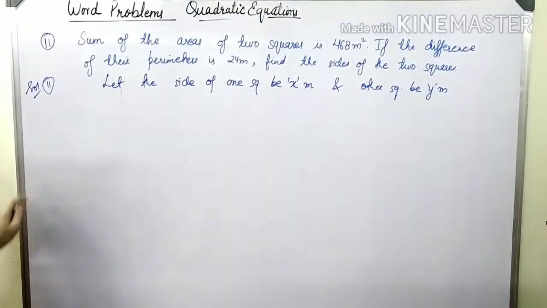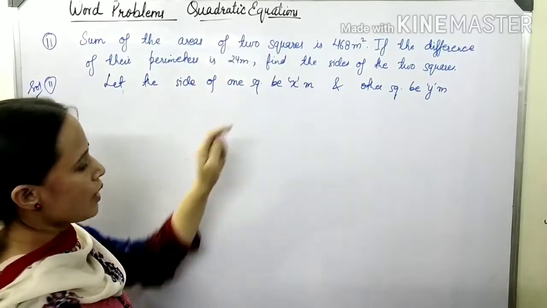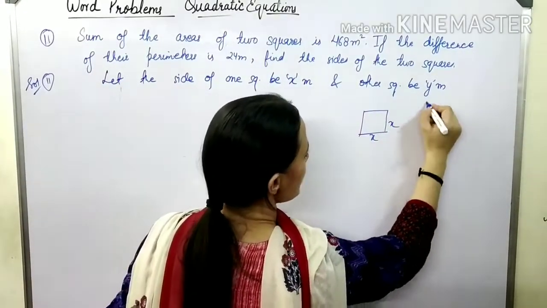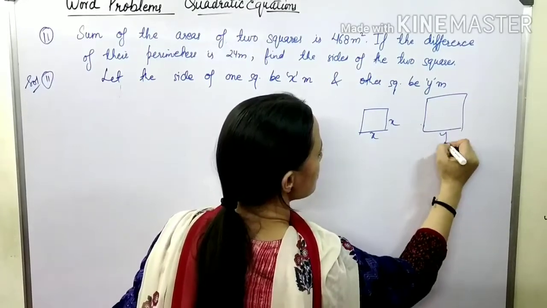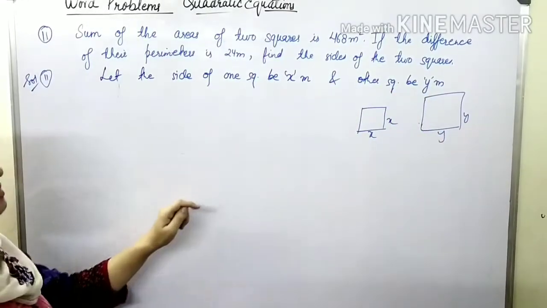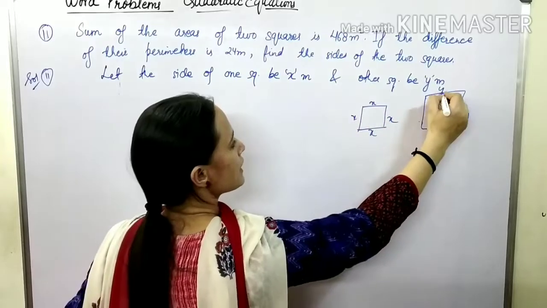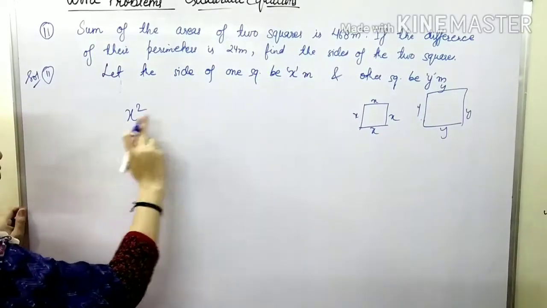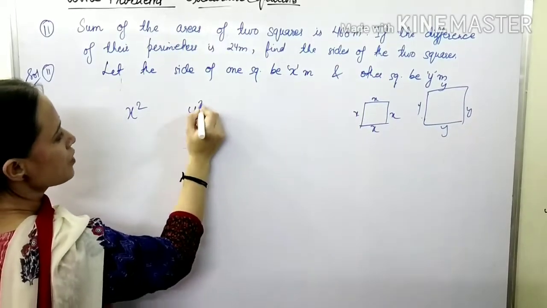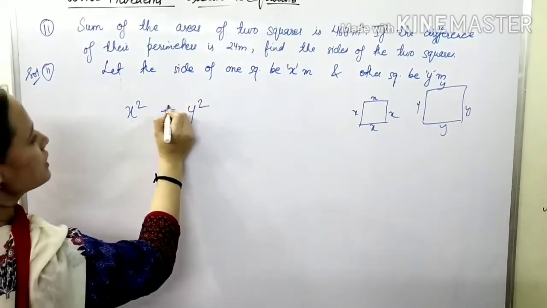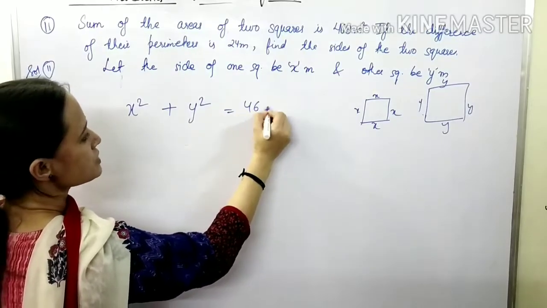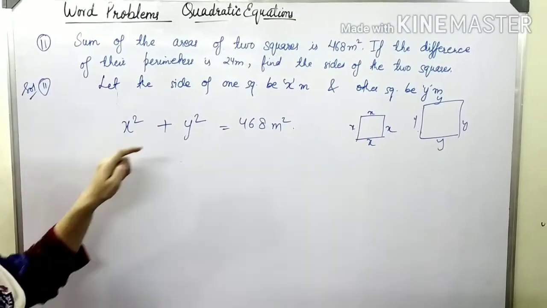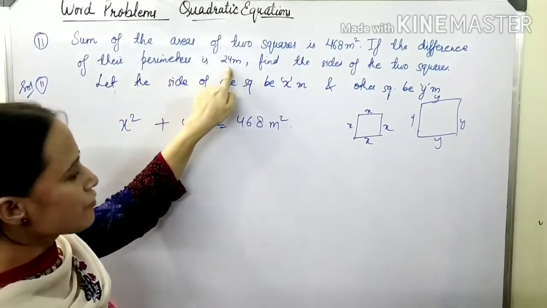And what are the conditions given? That the sum of the areas of the two squares. So if one square is this one, whose side is x, and the other is whose side is y, what will be the area? What is the area of the square? It is side square, that is x square, and of the other one it will be y square. And the given is the sum is equal to 468 meters square. One condition. Second, they have given that the difference of the perimeters is 24 meters.